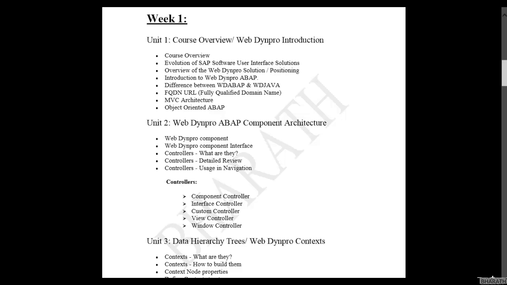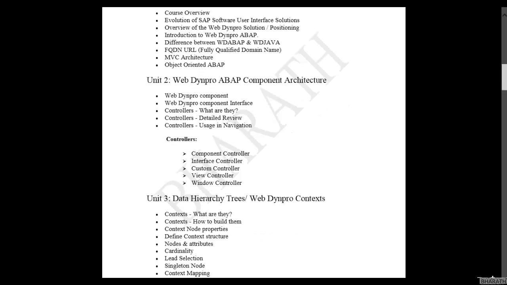Here you can see the controllers: component controller, interface controller, custom controller, view controller, and window controller. We have another controller, which is the configuration controller. So we have a total of 6 controllers. Today we are going to discuss these controllers and how to create a Web Dynpro component.